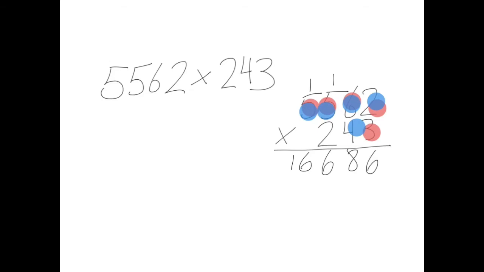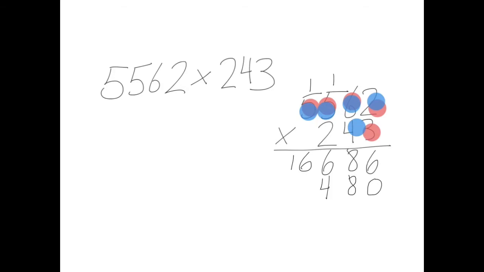Now that we're finished with the 3, we need to multiply our 4 across the top. Keep in mind that that 4 is actually worth 40, and we put in our placeholder to recognize it as a 40. Same pattern, multiply across. 4 times 2 is 8. 4 times 6 is 24.